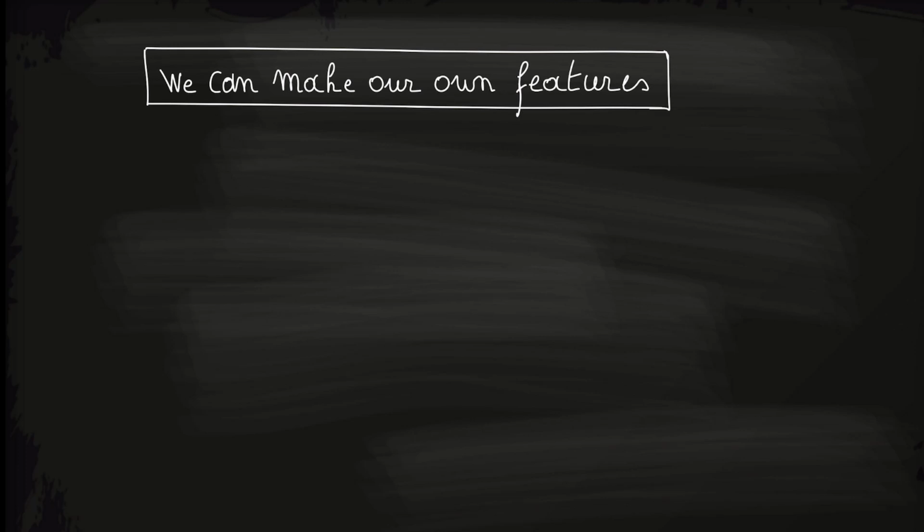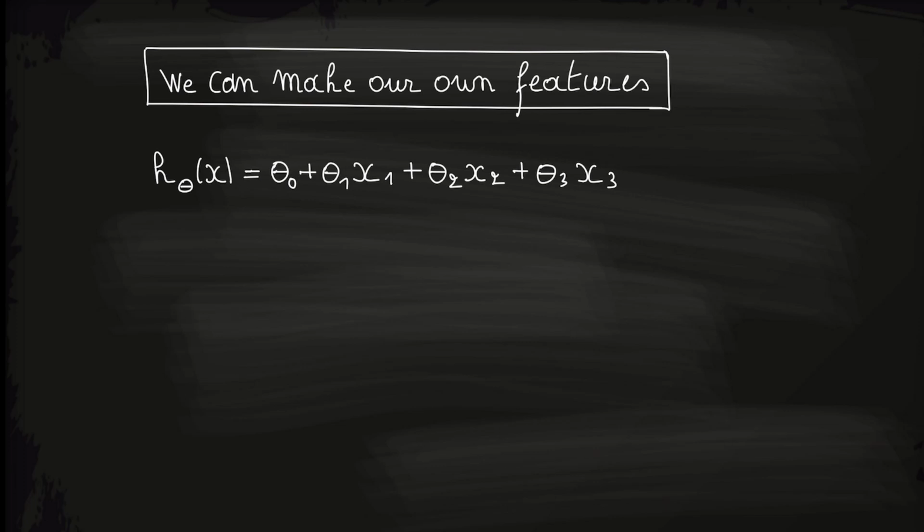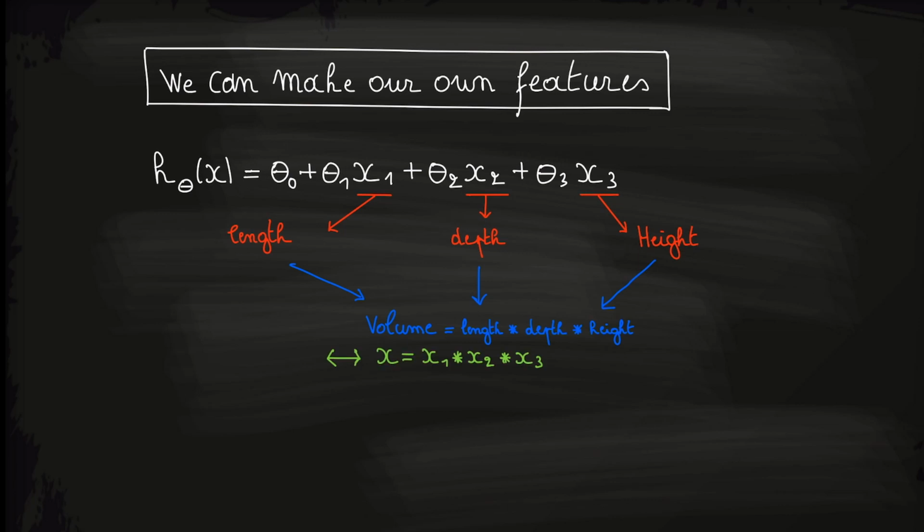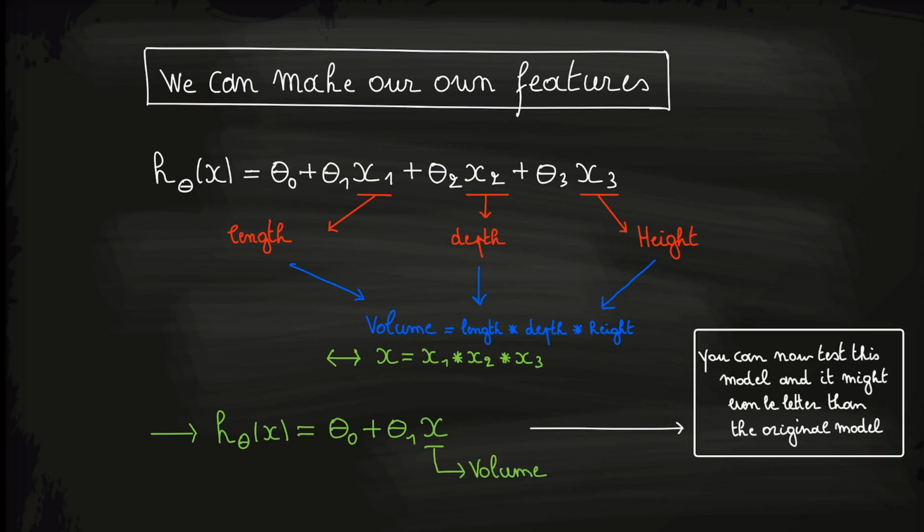For example, assume you want to predict something based on the length, the depth, and the height of a house. We know that we could multiply these parts to obtain the volume of the house. Meaning that it is just as valid to make your own feature x, which is the volume of the house. This gives us the following hypothesis, and if we train it, it might even be a better model than if we would have trained the original hypothesis with the 3 different features. However, this is not always the case. This is up to you to test both models and see for yourself.